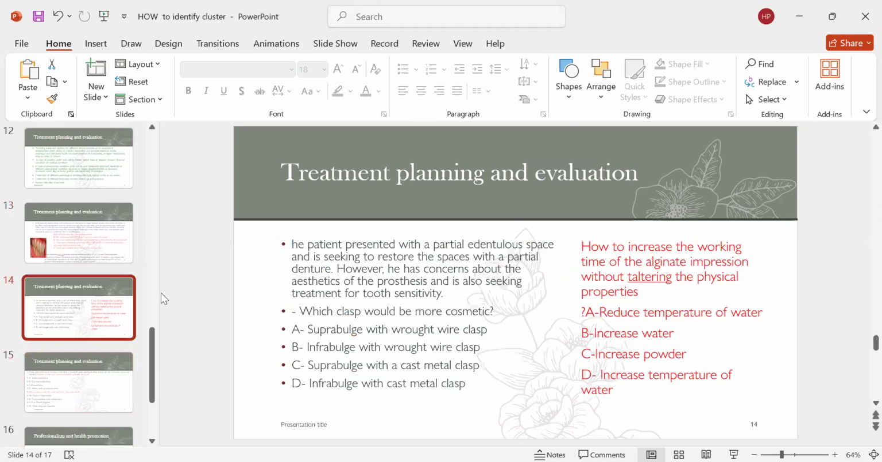Okay. There is another treatment planning and evaluation case. Which class will you use when there is an edentulous space? The patient's concern is about aesthetics. It depends on which Kennedy classification is the most suitable for a partially edentulous space. When the concern is aesthetic, we are going to go for the infrabulge, right? And which is the more flexible class? Rottweiler class.